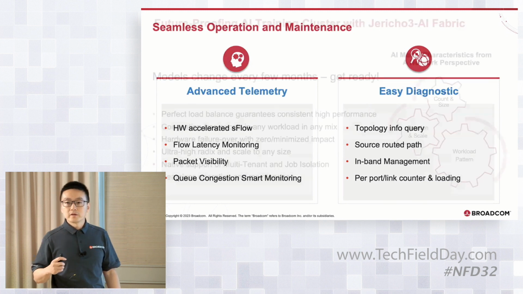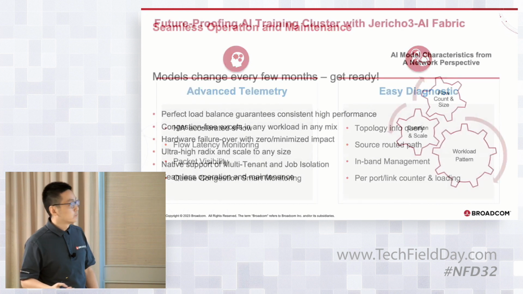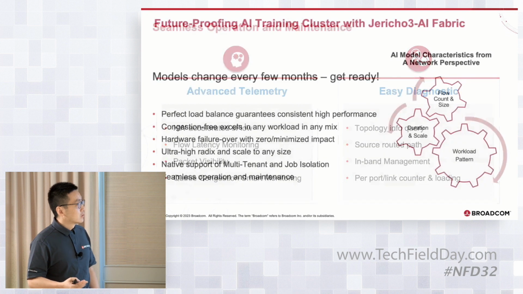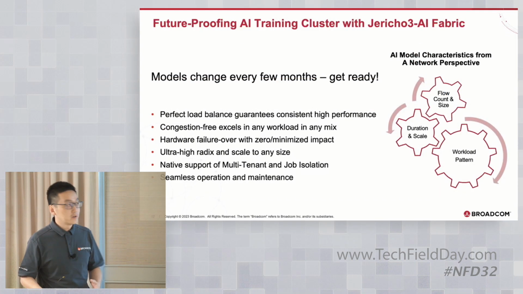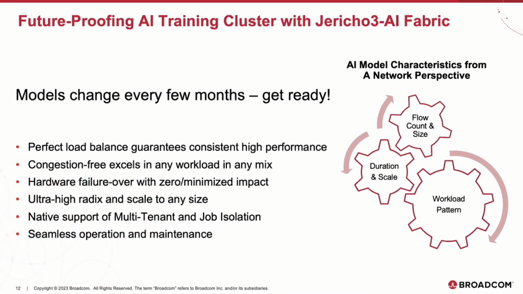Okay, so AI keeps evolving at a very fast pace. There's change every day, and there's a new model every few months. The models differ in workload. Some models rely heavily on all-to-all, some rely heavily on all-reduce. The duration and scale of each model are totally different, and the number of flows for each model is also different.